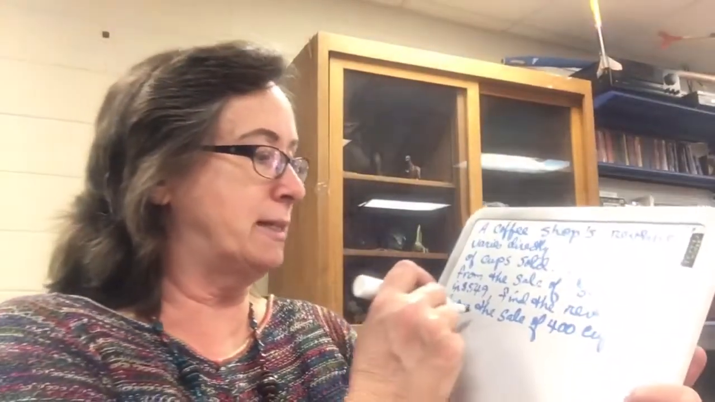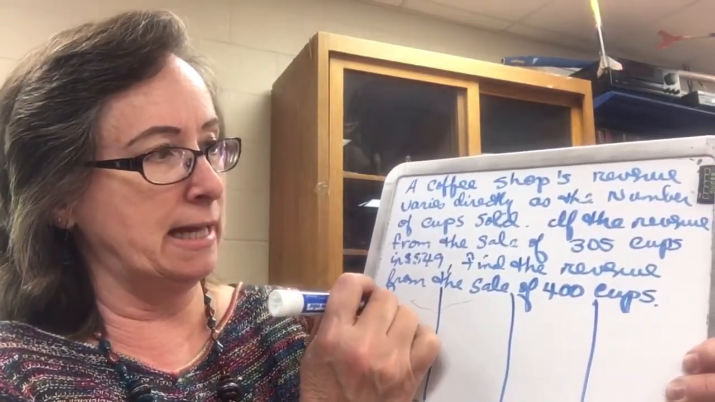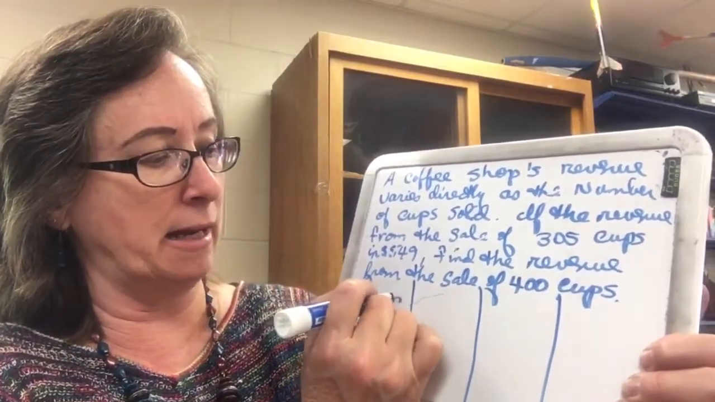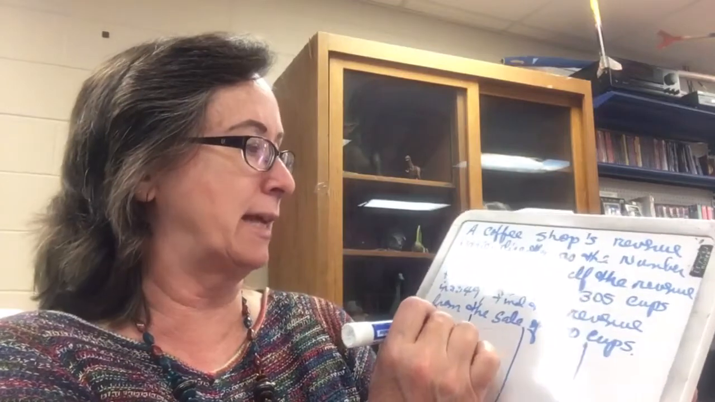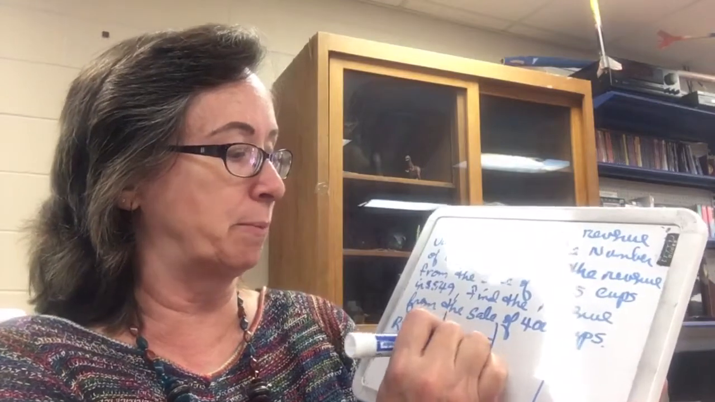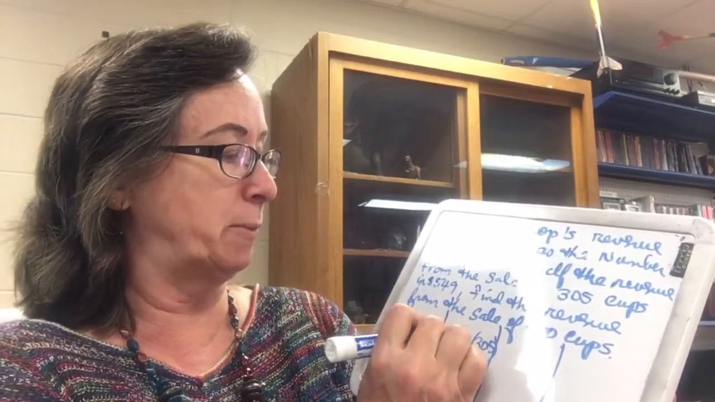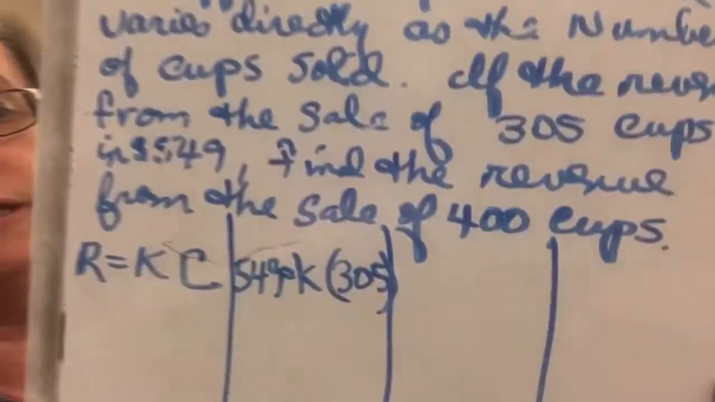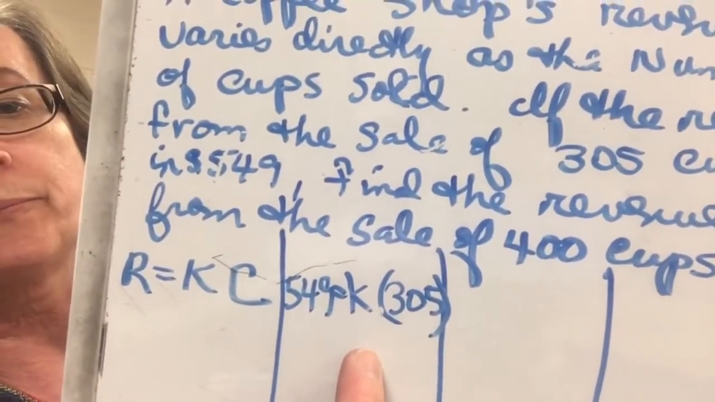Okay, so our 4 steps is first, since it is just a simple direct variation, I'm going to say revenue is some k times cups. So that's going to be my equation. And then I'm going to put in the information they give us. They said if the revenue from the sale of 305 cups, so I'm going to put 305 where cups was, is 549, so I'm going to put 549 where the revenue is. So here's my little equation here that I'm going to have to simplify.